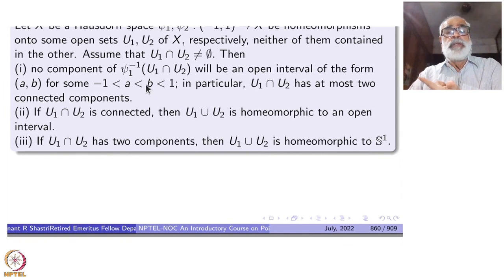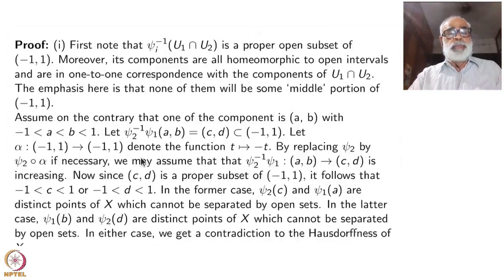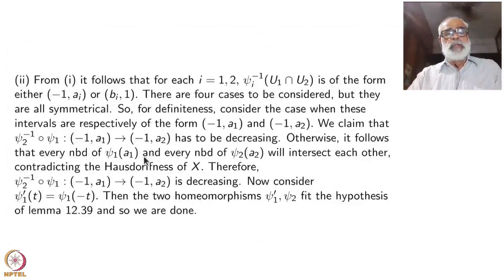Okay, so that completes the proof of this first claim, that no interval can be of this form. Once you have that, you have at most two components for the intersection. Now I have to say that all the hypotheses of the first case are covered, or all the hypotheses for the second case are covered, that's all. Then these two and three are the only possibilities. Okay, that is the second part and third part here. So the second part is, from whatever we have seen in the first part, it follows that for each i equal to 1 and 2, psi i inverse of U1 intersect U2 is of the form minus 1 to ai or bi to 1. This end or the other end.